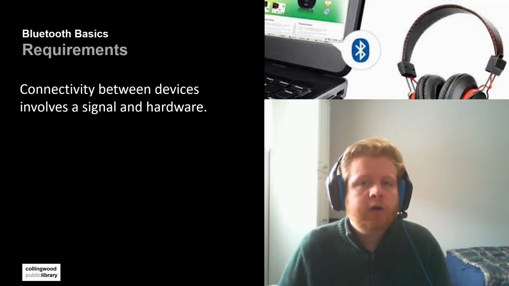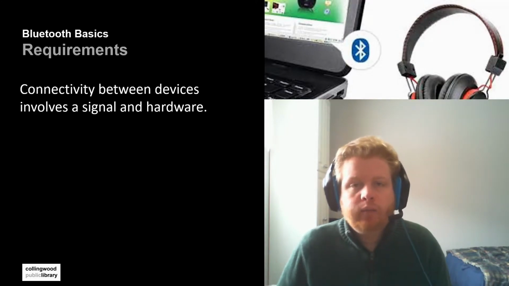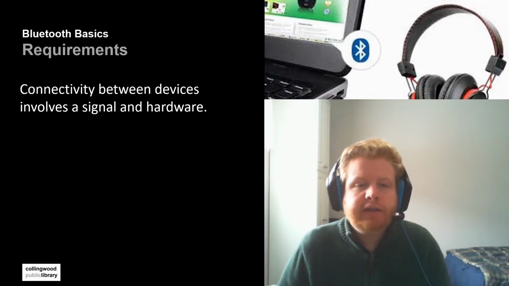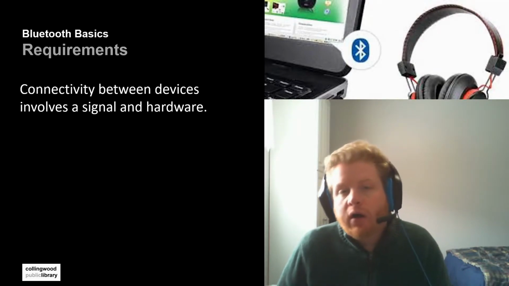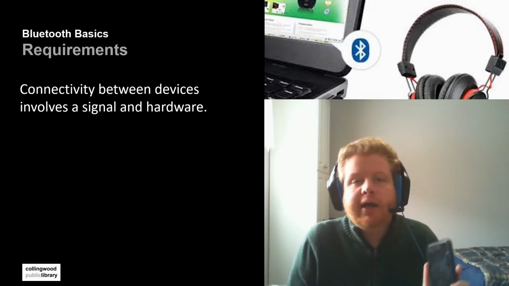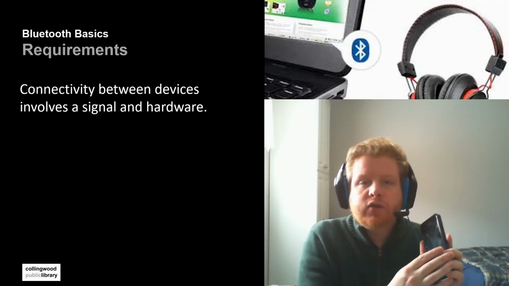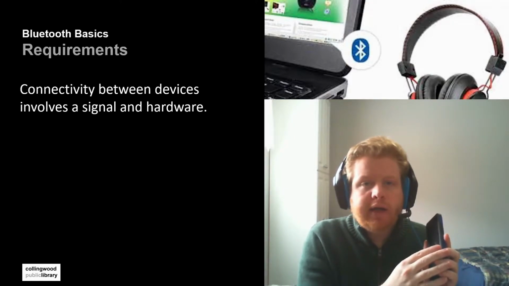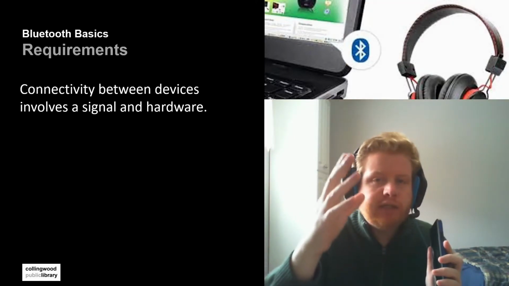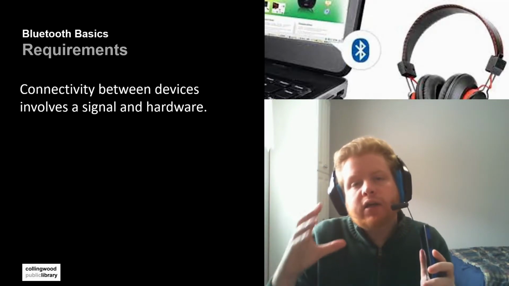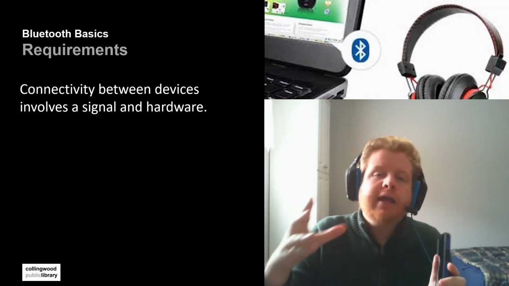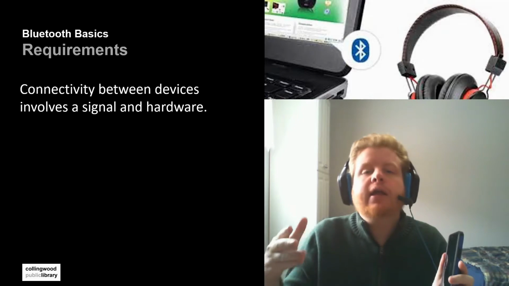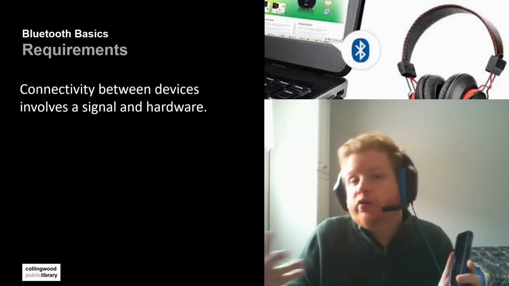So like I said before, Bluetooth does require a signal being broadcast and hardware to receive it. This is how we're going to connect different devices together for them to communicate. With the hardware side, this is generally going to be a chip that is inside your device. This is going to encode the information that you want broadcast, and it's going to send that out as a signal. And then the other device is also going to have some kind of hardware, so an antenna-like chip. It's going to take that signal and decode it, and then it's going to take that information and do something with it.